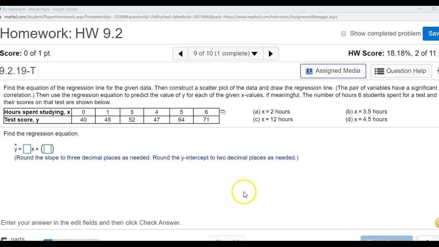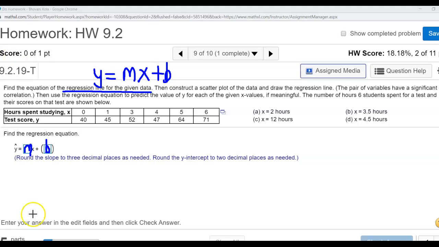So number one, you have to find the equation of your regression line here. They say find the equation of the regression line, which is y is equal to mx plus b. And that's what you have. Here goes your m and here goes your b. Okay? All right. Then construct a scatter plot of the data and draw the regression line. So we're going to be using StatCrunch to do that.